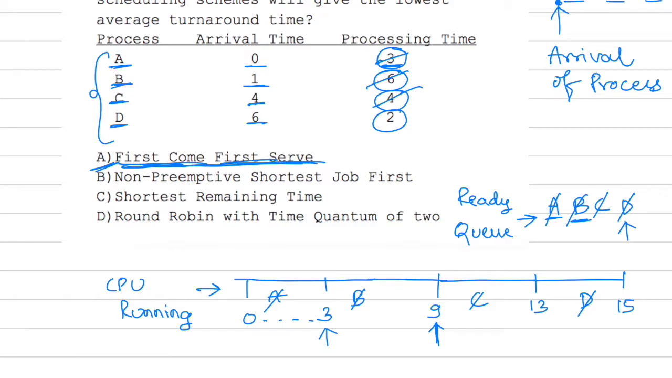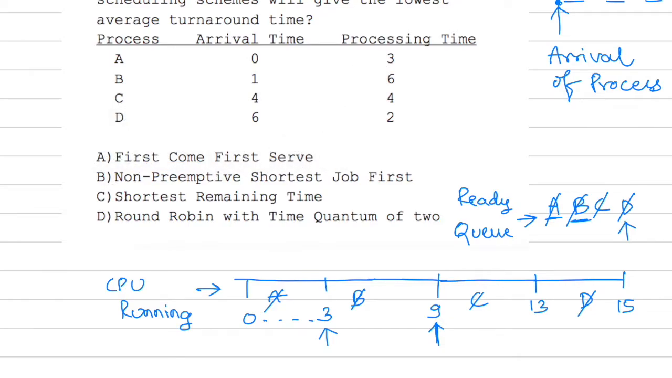Now let's first clean up this mess. Now let's note down the completion time of every process. Okay, so the completion time of process A is 3. So let me note it down here, 3. For B it's 9, so this becomes 9. For C it's 13, and for D it's 15. So thus we have both the arrival time and the completion time of every process for the first come first serve algorithm. So now we can find the turnaround time.